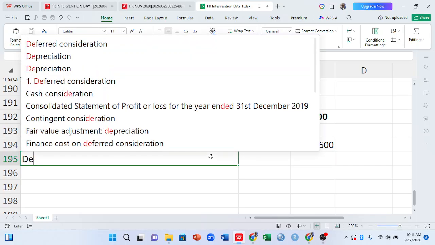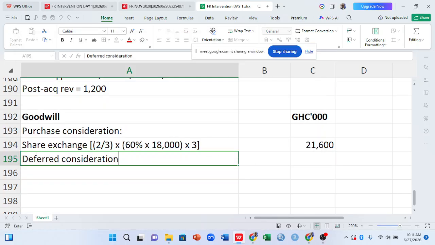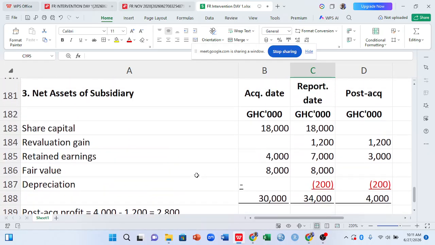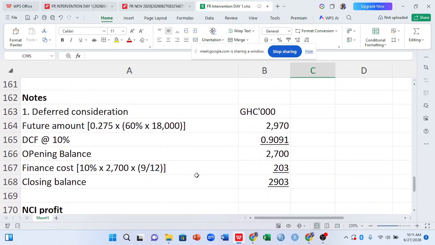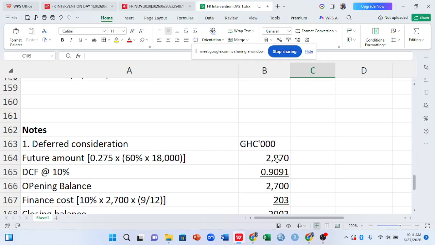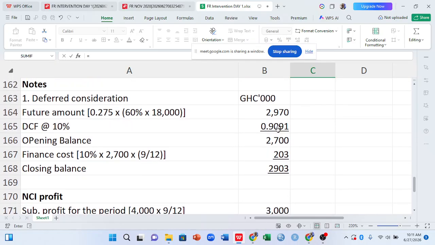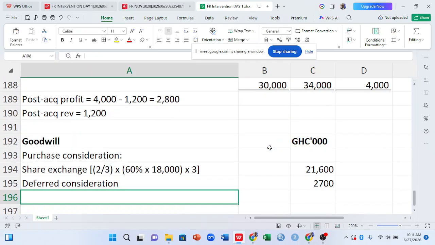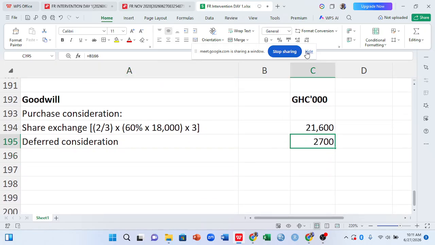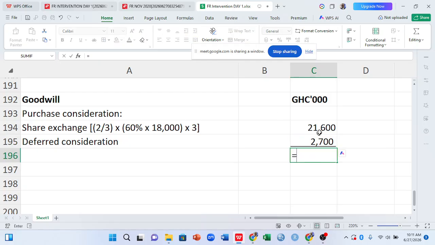Then we come to the deferred consideration. The deferred consideration we have already calculated as the opening balance, so we bring the opening balance figure. That was this figure that we had here, 2,700. We'll bring that figure here. So these were the purchase considerations we had in this question. We sum the two together.